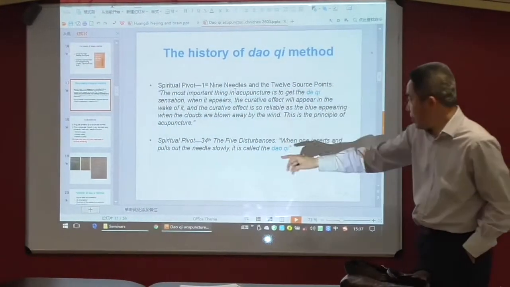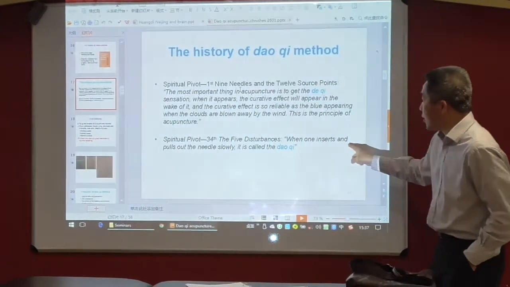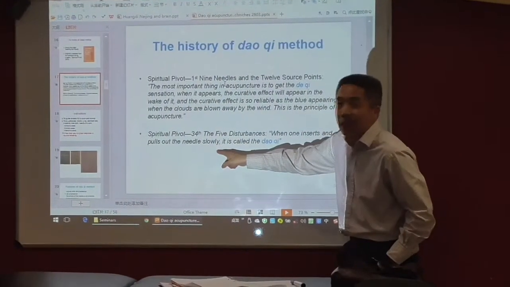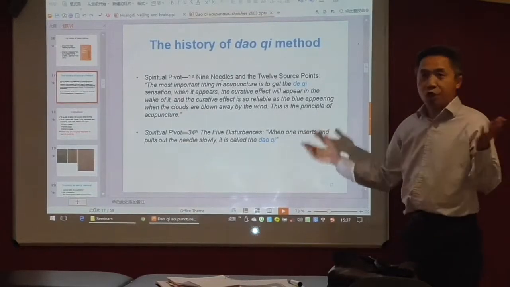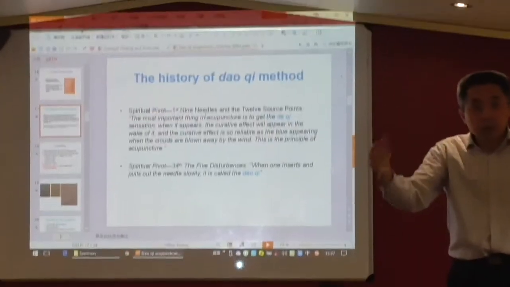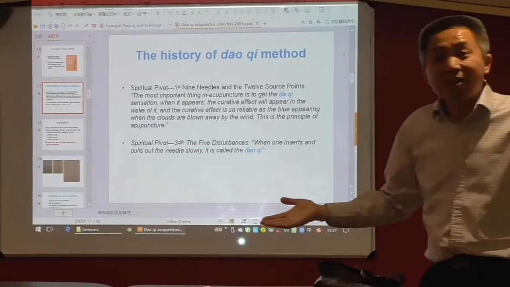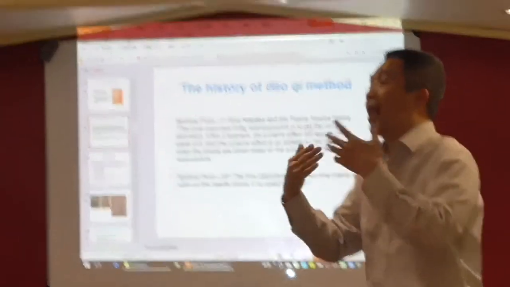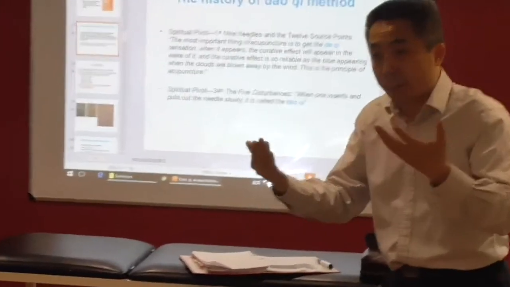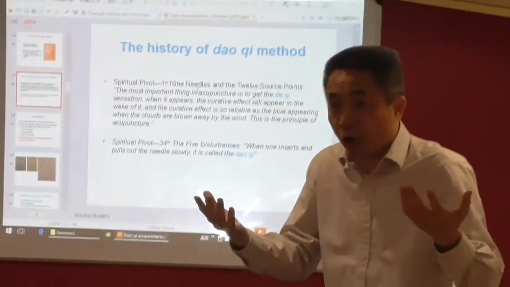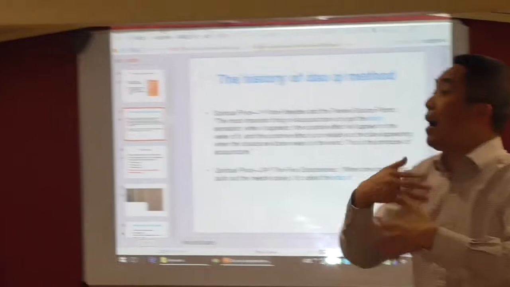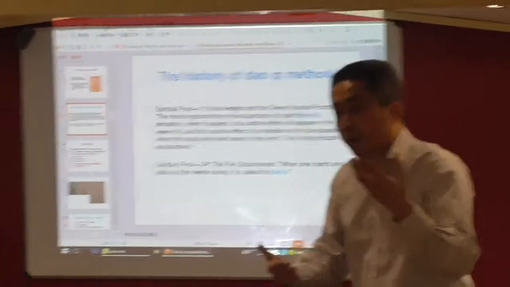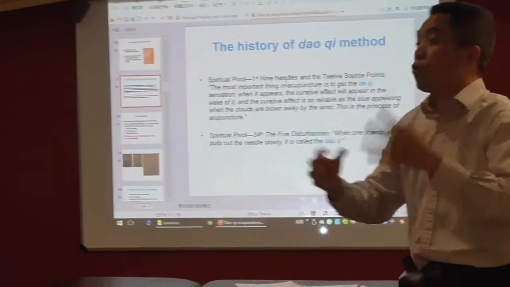In that chapter they mention that when one inserts and pulls out the needle slowly, it is called qi. This is the original meaning, but it's not explained. What are the details? How do we translate it? How do we make it more practical? It takes time. Myself and my colleagues spent some months to think and review, then we made our standard of the Dao Qi technique.